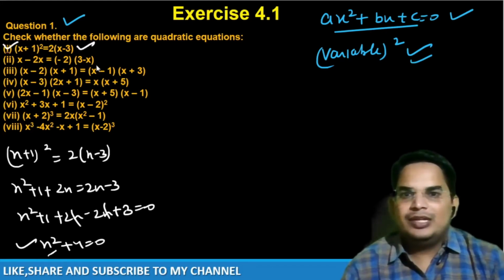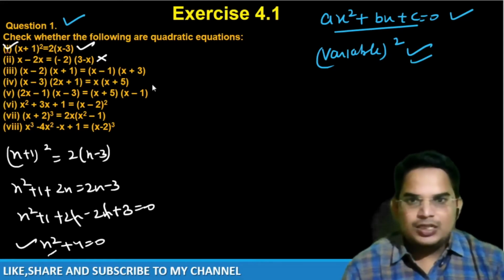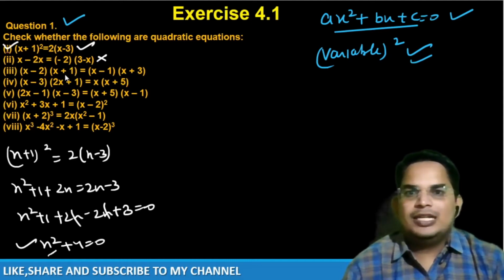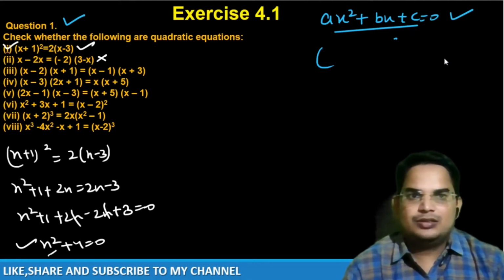And this one, minus 2 into 3 minus x, this is not a quadratic equation. Cross x minus 2, x plus 1, x minus 1, x plus 3. Listen children, look at this: x minus 2, x plus 1, x minus 1, x plus 3, on both sides the coefficient of x is 1. Let me tell you how to do this question in just a second.